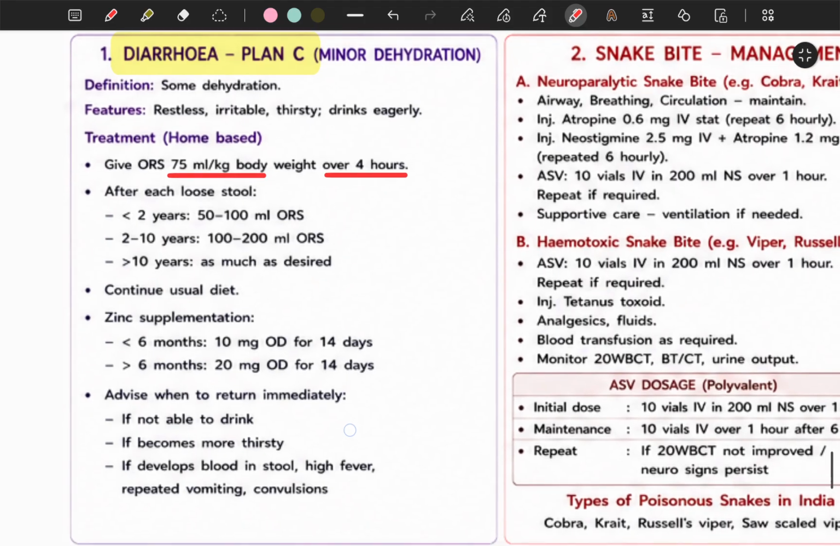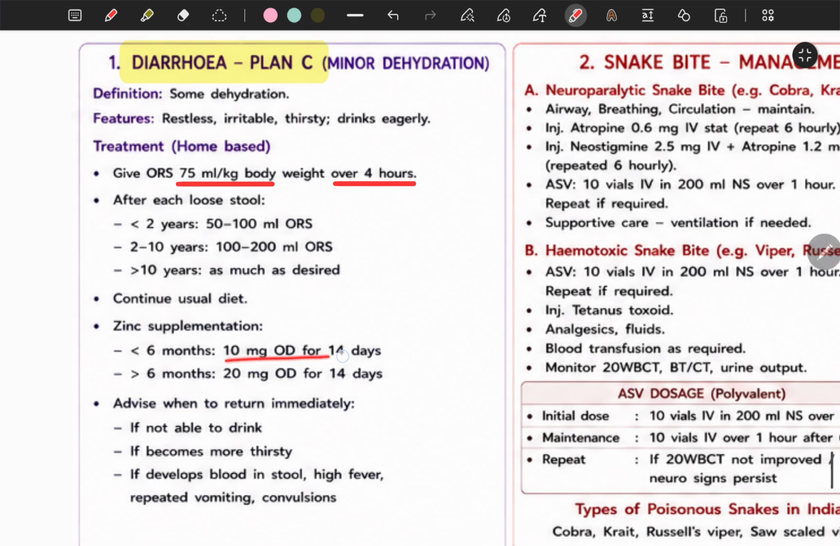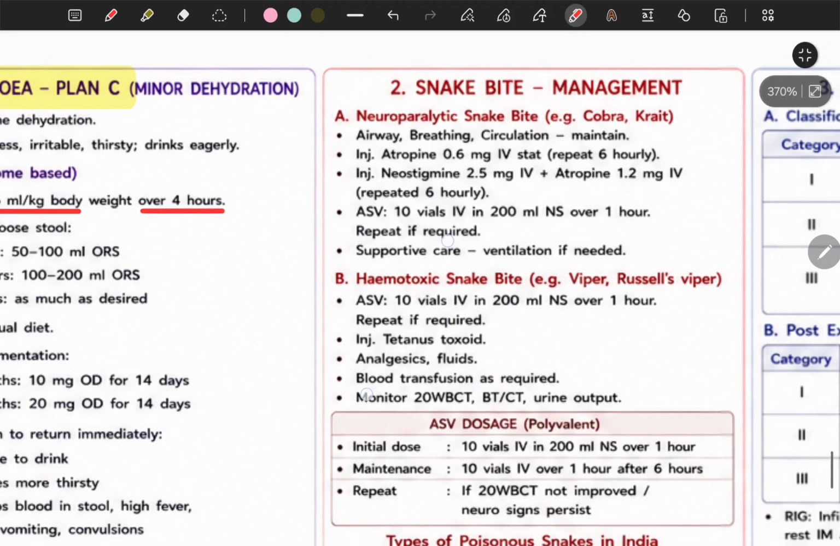Now coming to zinc supplementation. If the child is less than 6 months old, give 10 mg OD for 14 days. If the child is more than 6 months, give 20 mg OD for 14 days. Advise when to return immediately: if the child is not able to drink, becomes more thirsty, develops blood in stool, high fever, repeated vomiting, or convulsions, then you have to call the child again. So this is the Plan C management of diarrhea.